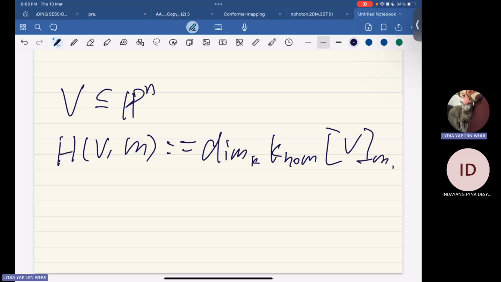A module is just where we replace the scalar field with a ring, right? So we can repeat what you learned about vector spaces in linear algebra for modules. We can see this dimension is just, you can think of it as the dimension of a vector space. I think you learned this in linear algebra, right?